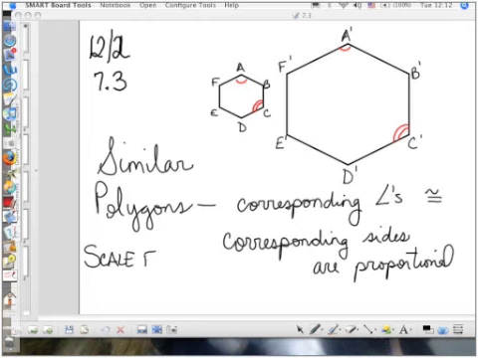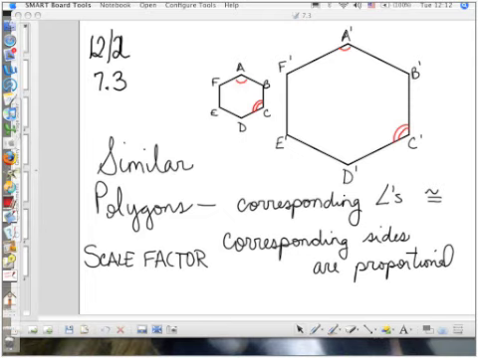When we're dealing with similar polygons, the first thing you need to identify is the scale factor. That basically tells you the relationship from one to the other. It may be 1 to 2, which means that the smaller one is half the size of the larger one, or that the larger one is twice as big as the smaller one. You could have a ratio of 2 to 3, okay? But whatever it is, the very first thing you need to find is the scale factor.